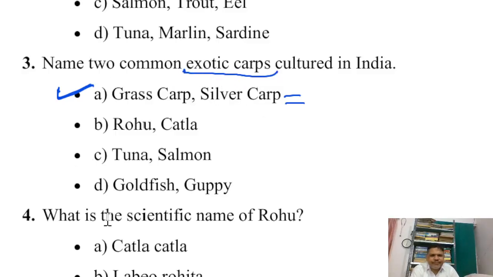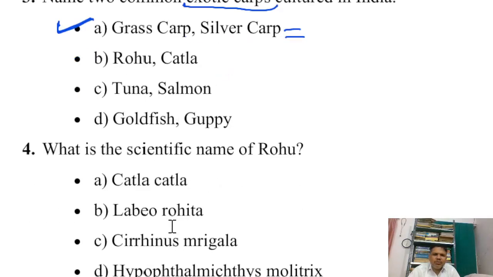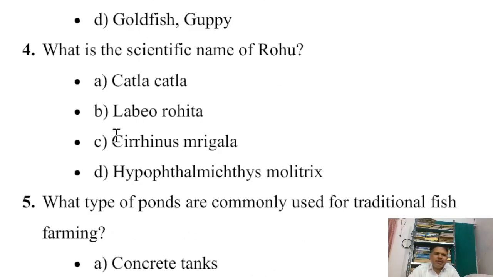Next question: what is the scientific name of rohu? It is a popular fish, and it is also one of the major carp of India. So the scientific name of rohu is Labeo rohita. It is the scientific name.